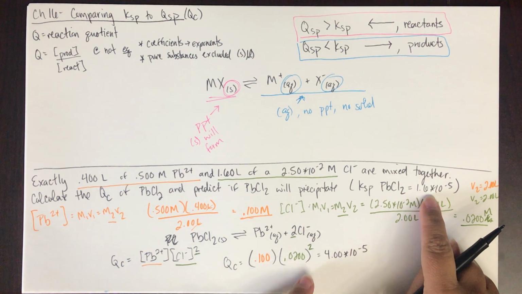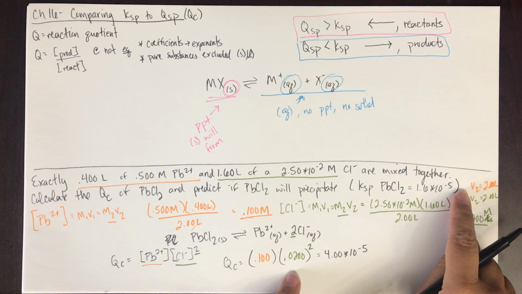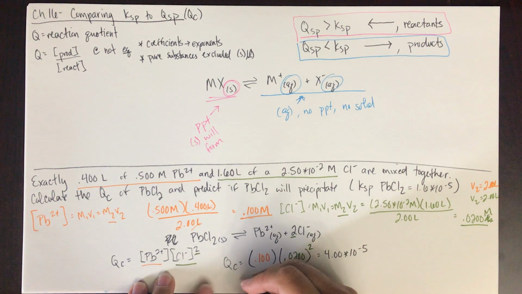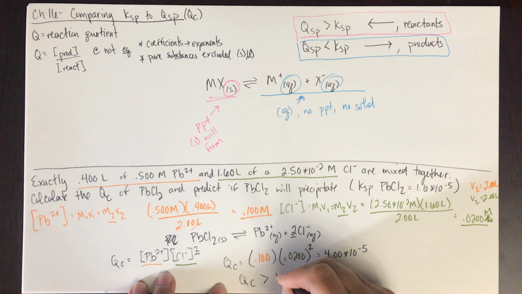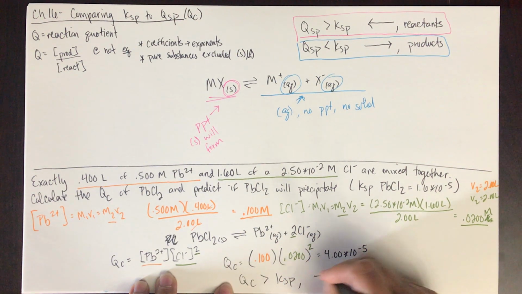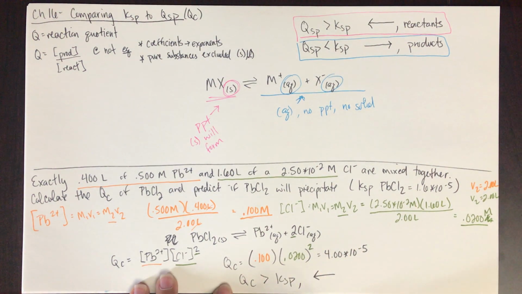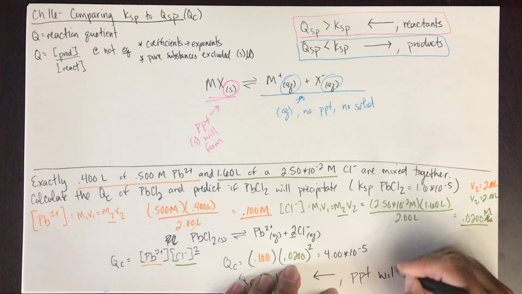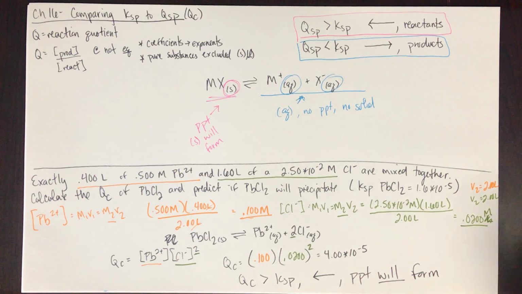The KSP, 1.6 times 10 to the negative 5, is smaller than the QSP or the QC, 4.00 times 10 to the negative 5. So QC is greater than KSP. That tells me that this reaction is going to favor the reactants. That is a solid, so that means a precipitate will form. So this is how we use concentrations at positions other than equilibrium to determine if a solid or a precipitate is going to form.